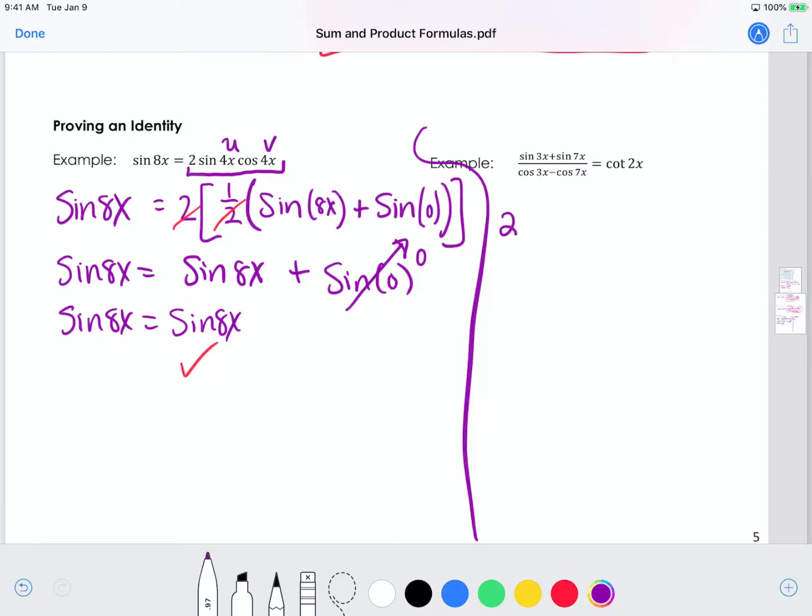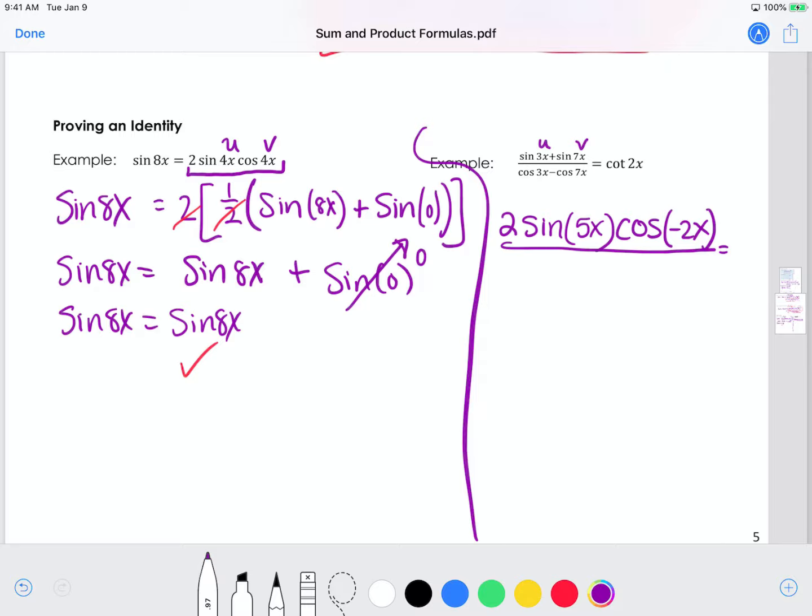Now, if you look up in the second blue shaded box, I can rewrite sine of 3x plus sine of 7x as 2 sine of 5x cosine of negative 2x. And that is because I'm looking at this as my u and this is my v. So I'm going to take u plus v divided by 2, which will give me the 5x. And then I'm going to take the u minus v divided by 2. I got a little sloppy there. Let me fix it. Which will give me the negative 2x.